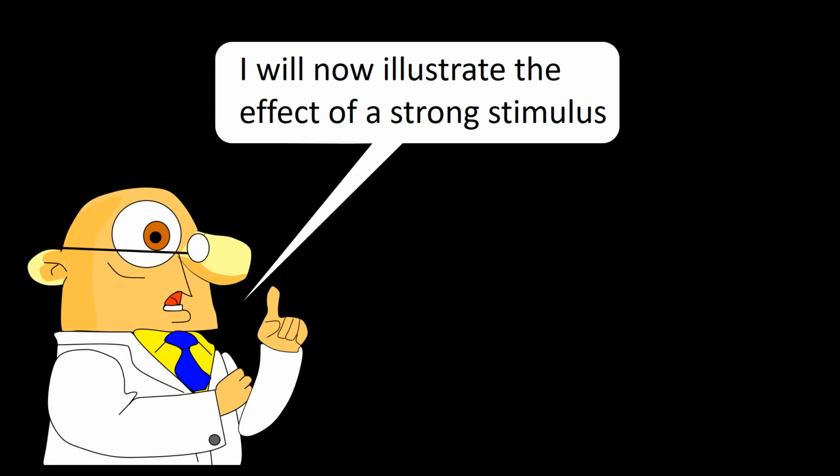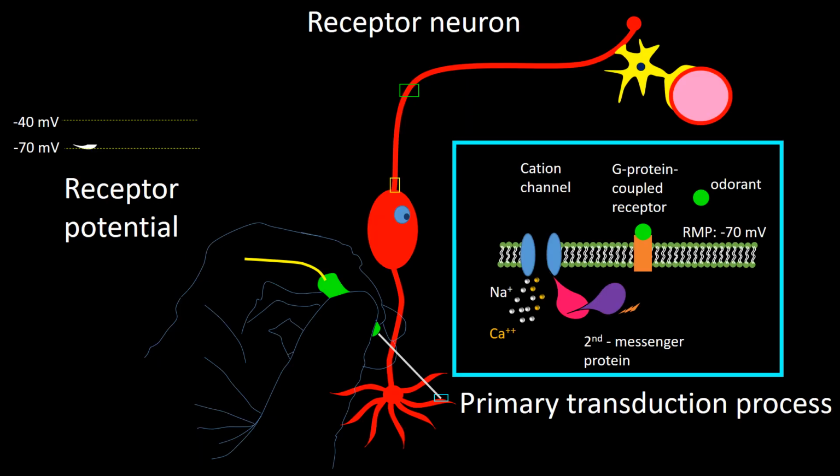The introduction of a strong stimulus will also have three consequences. One is the opening of a large number of cation channels. The second one is the entry of a large number of positive charges into the cell. And the third one, the generation of a large receptor potential. I will now illustrate these events as I did for a weak stimulation. Again, we start with a resting membrane potential of about minus 70 millivolts.